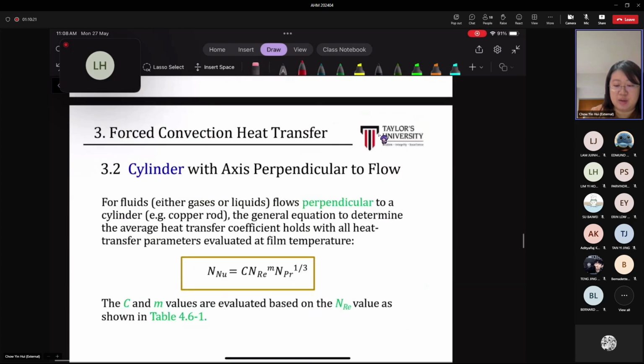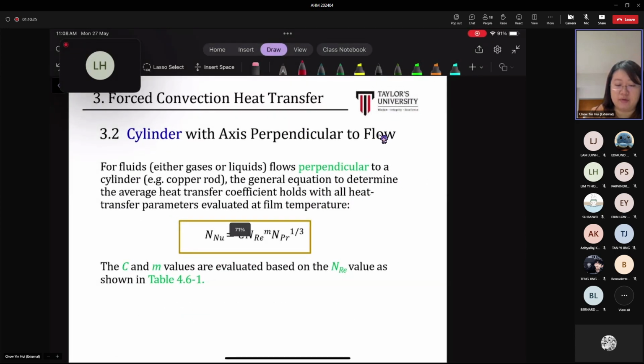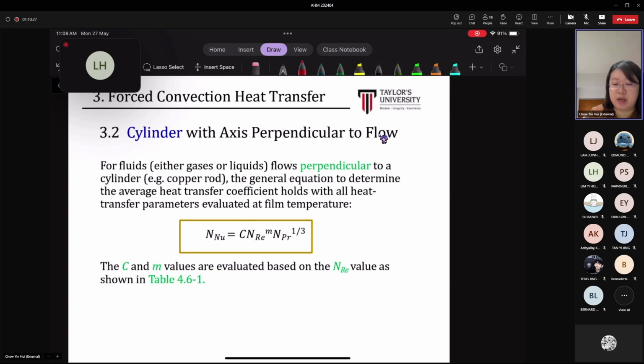Okay, so now the next thing is, if we have a cylinder with axis perpendicular to flow, what does it mean? This case is, for example, okay, I'll draw it here.